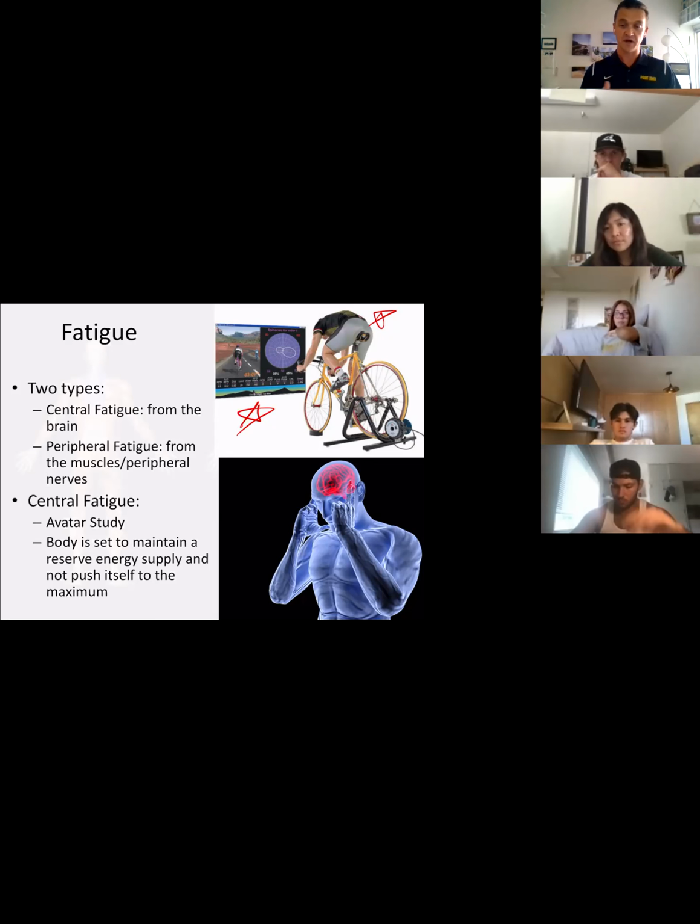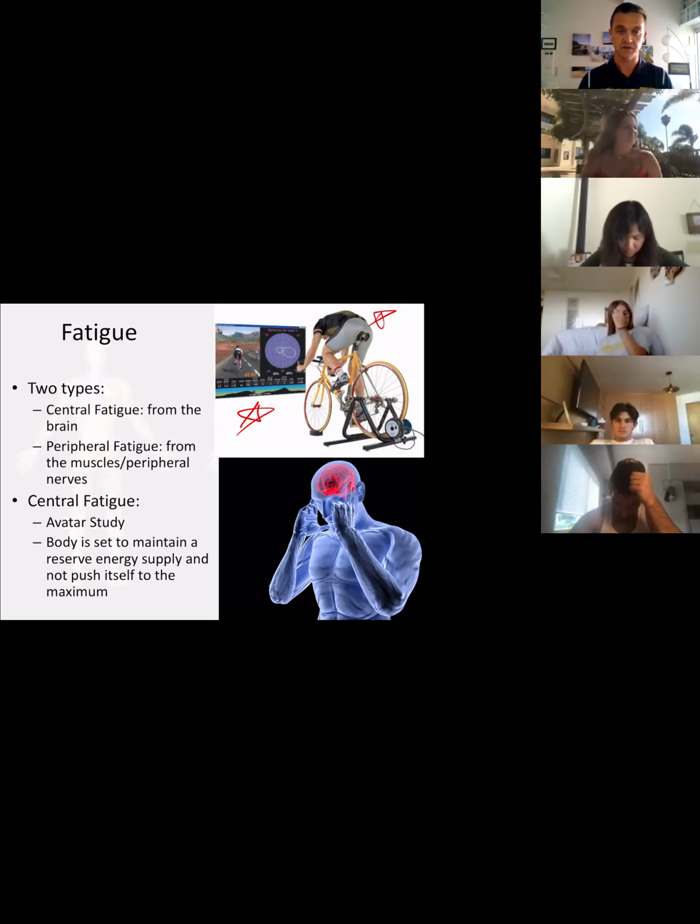But we get a lot stronger in those first 4 to 6 weeks, and that's all due to neurological adaptations. A lot of that is due to more muscle recruitment, but also more muscle synchronization and timing of using the correct motor units at the right time. So those neurological adaptations are incredibly important.